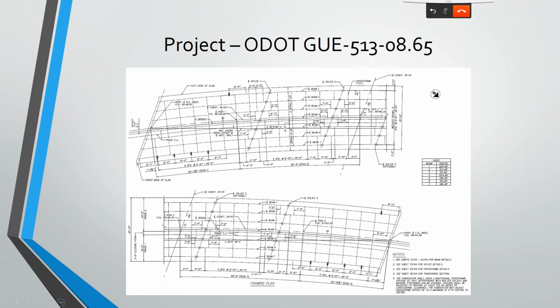There you can see the framing plan. It's a bit wider. We've got our closure pour in the middle. Here you can see the skews and the curvature.